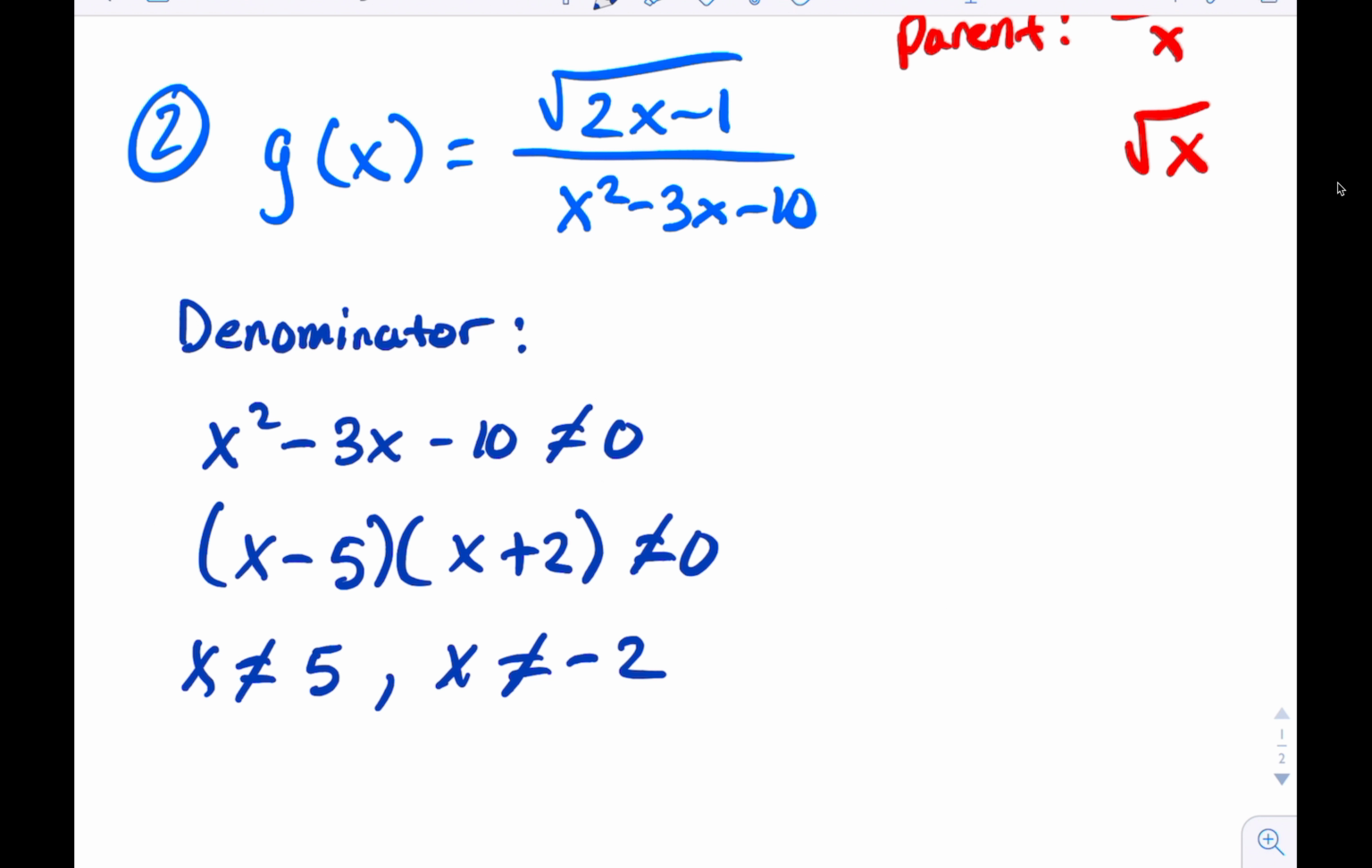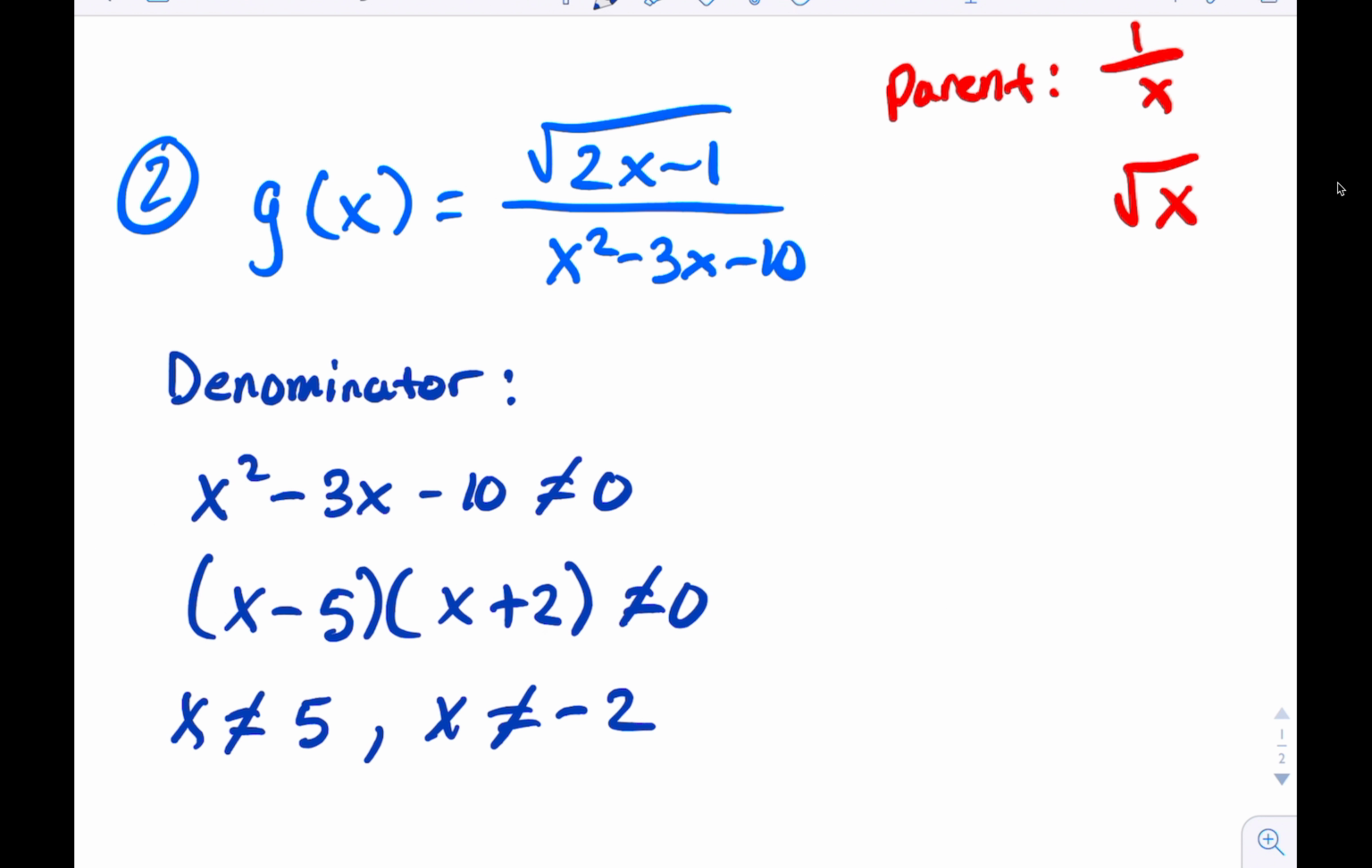Now the other part is, again, you want to make sure what you're taking the square root of is positive, right? You can't take the square root of a negative number. So whenever you have a radical, or a square root in this case, you want to make sure what's inside the square root is going to be positive. So you want to make sure that this part here comes out to be a positive number.